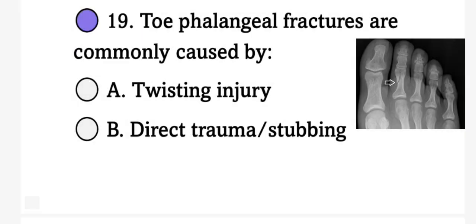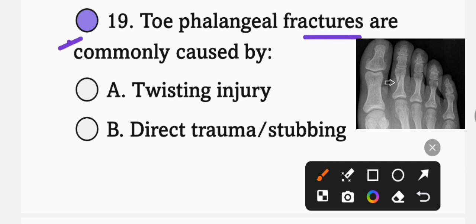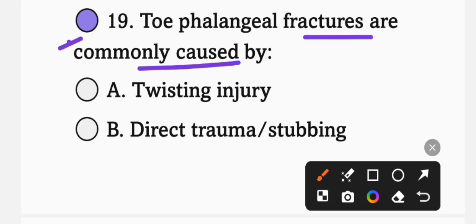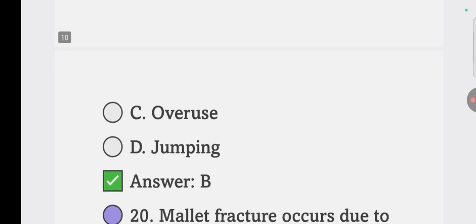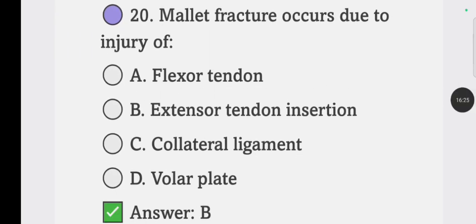Now come to question 19. Toe phalangeal fractures are commonly caused by what? The most common cause is hitting the toe against a bed, door or furniture, and any sports injuries. So it is direct trauma or stubbing. So I think it is clear.